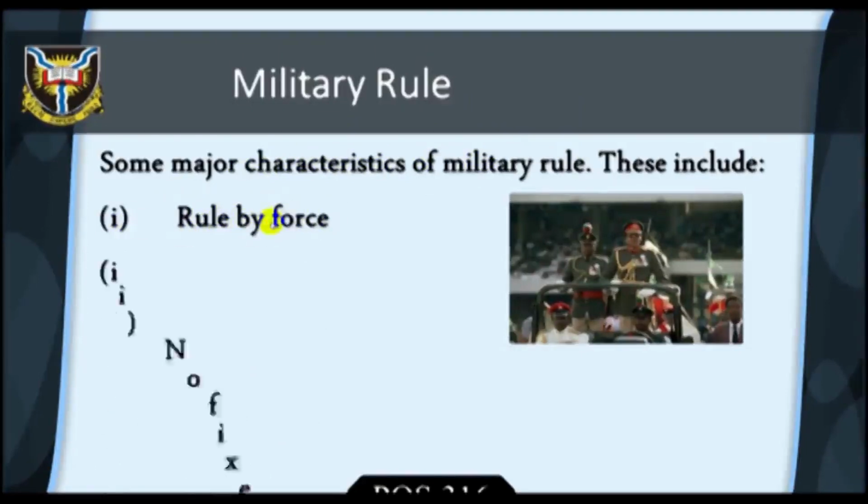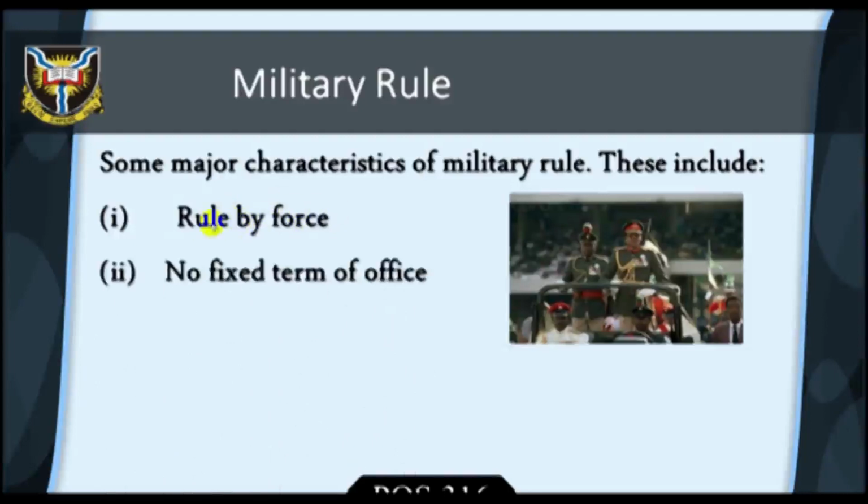Since the military always come to power through force, otherwise known as coup d'etat, they need to remain in office by force. This explains why they usually abolish the constitution. This implies that military rule discourages competition and opposing views, all of which constitute major ingredients of democratic rule and development agenda. 2. No fixed term of office.